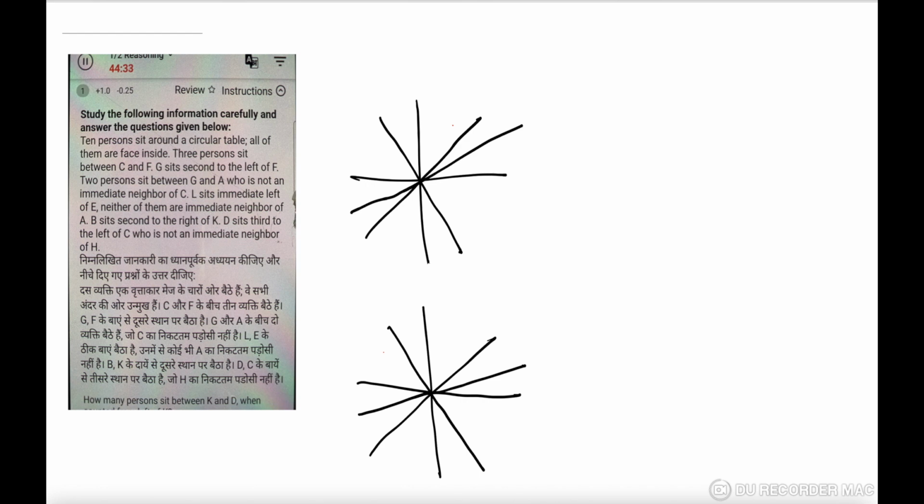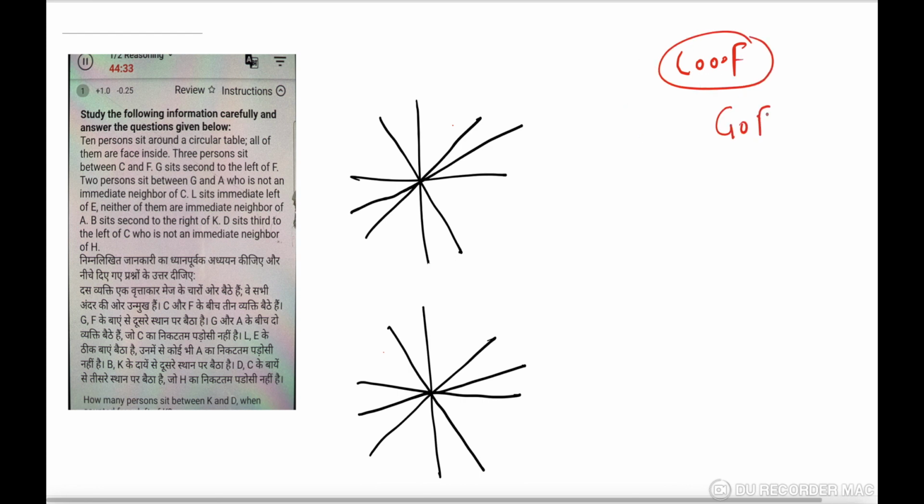3 persons sit between C and F. Okay, G sits second to the left of F. So we have two possibilities here: C 1 2 3 F and C leaving 3 spaces F. And G is second to the left of F, which means here G will sit over here and here G sits over here.